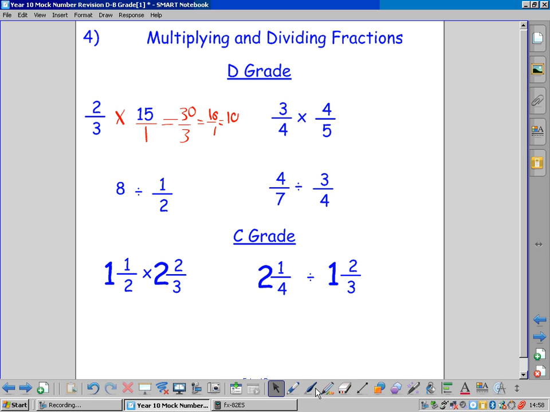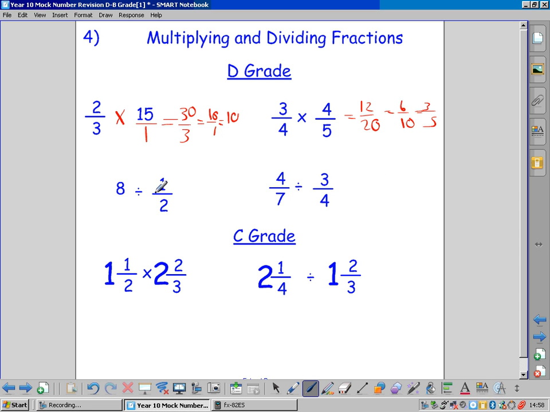3/4 times 4/5, times across, 12 over 20. Simplify. Halve it. 6 over 10. Halve it again if you can. 3 over 5. 3/4 of 4/5 is 3/5.